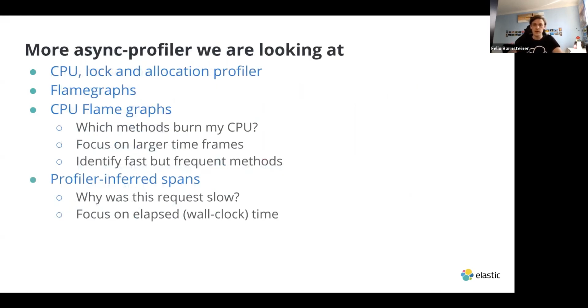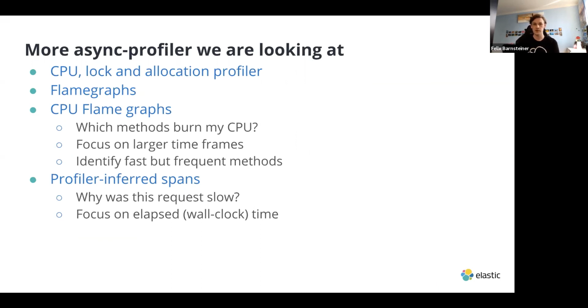And because we are really big fans of async-profiler here at Elastic, we also want to integrate it more and more in our product. So we're currently looking at how we can integrate the CPU, lock and allocation profiler capabilities of async-profiler. What we want to do is to have flame graphs where you can, for example, see the CPU flame graphs of your applications. And so you can focus on larger timeframes with that. You can also see multiple services aggregated in one flame graph to see which methods burn your CPU.